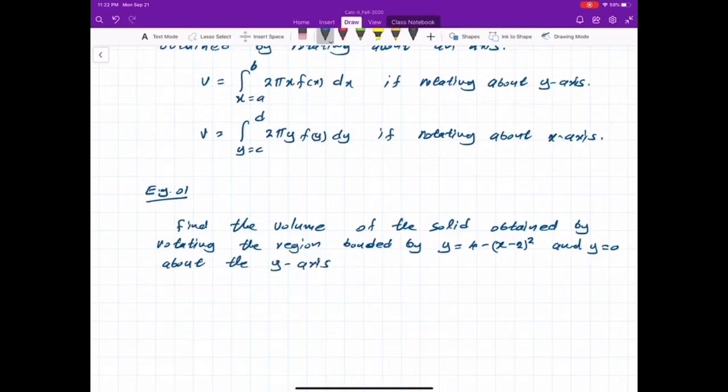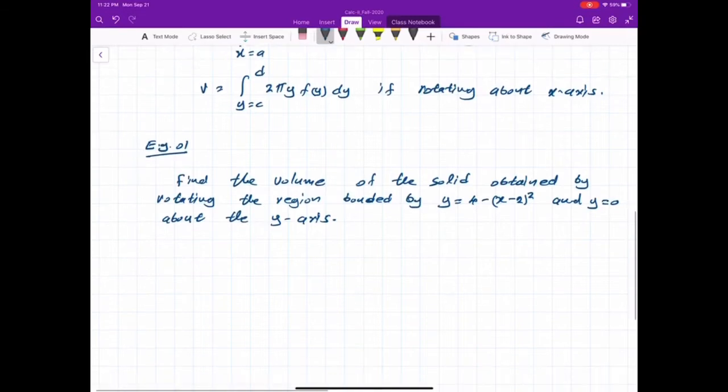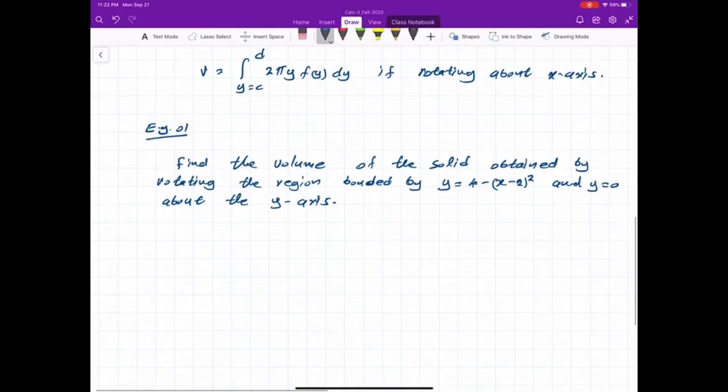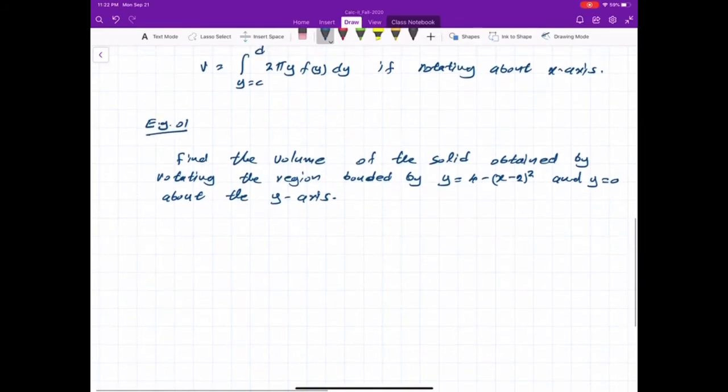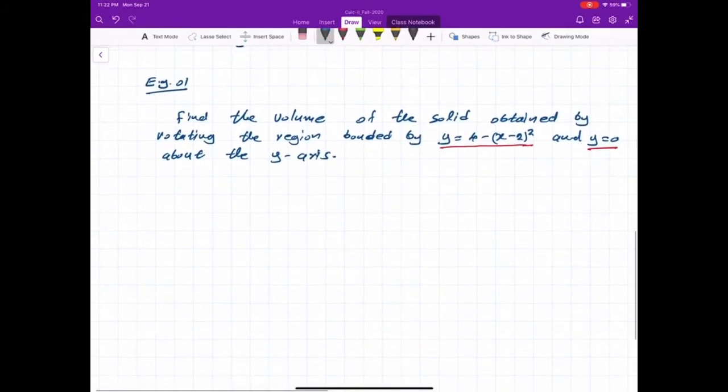Okay, the first step is to make a plot. So I'm going to make a plot now. First of all, you have to draw this region, and then you will get something interesting. So let's draw one by one. This is y equals 4 minus (x minus 2) squared.